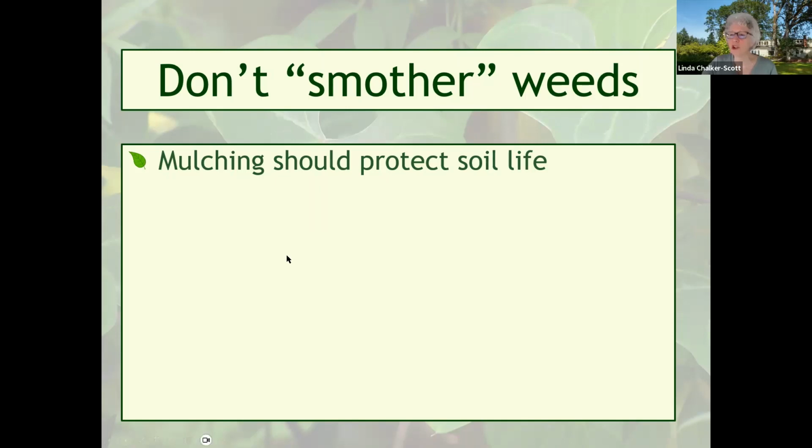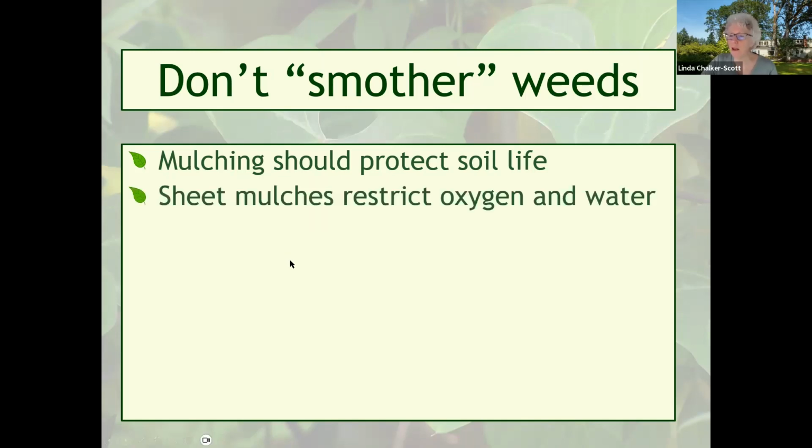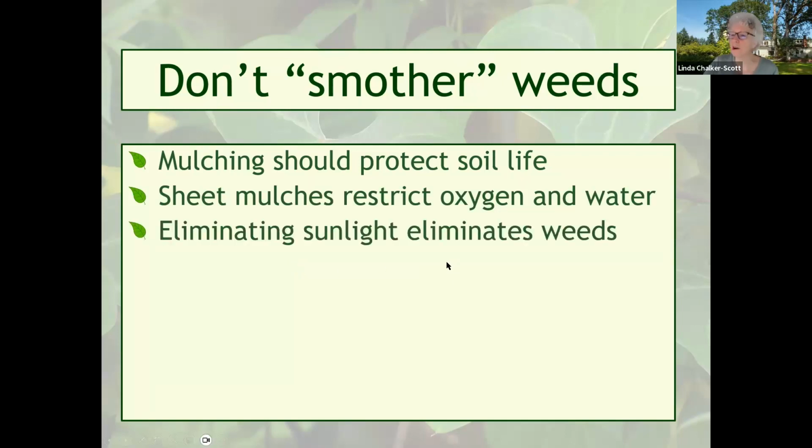So mulching should protect soil life, not inhibit it. Sheet mulches are just a bad choice because they restrict both oxygen and water. What we do is we eliminate the sunlight. That's why weeds are weeds, because they're able to grow, but they need lots of sun to grow fast. And so if we can eliminate sunlight, we can eliminate the weeds.